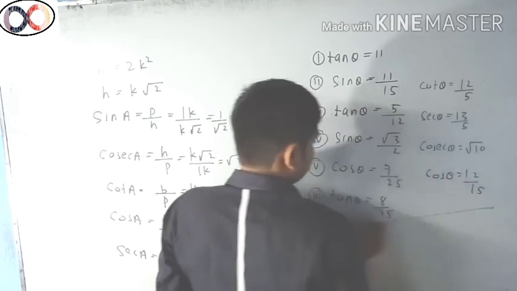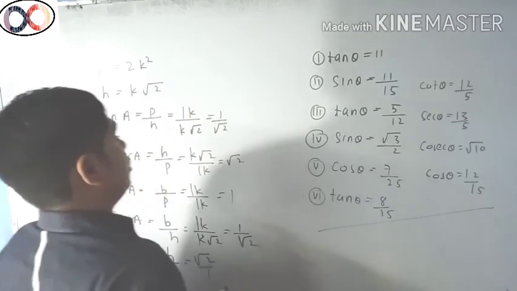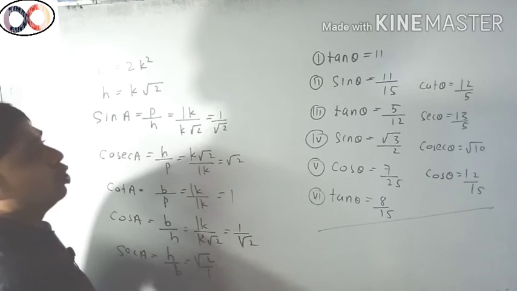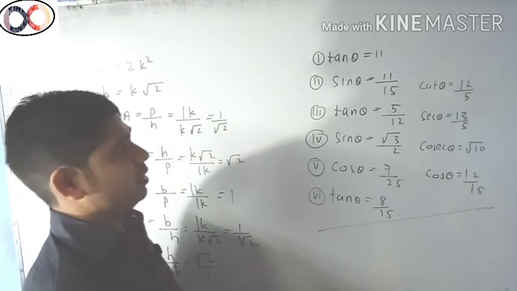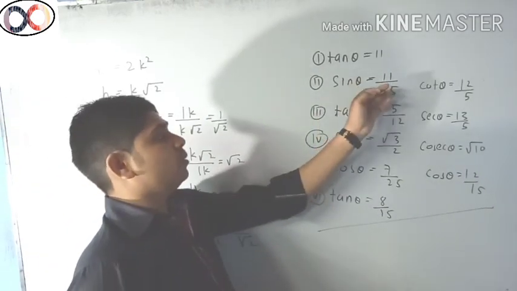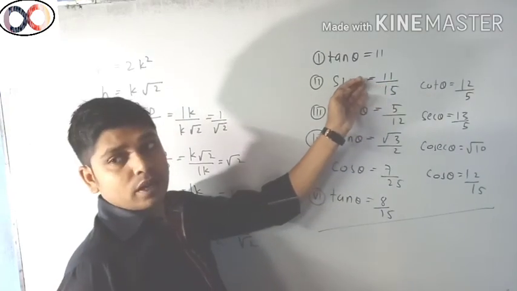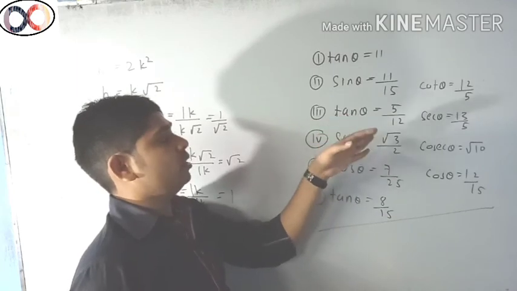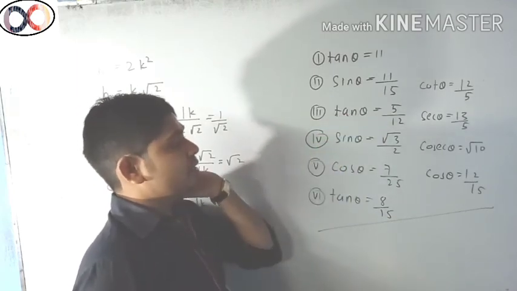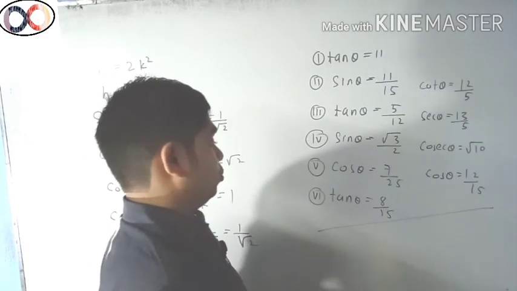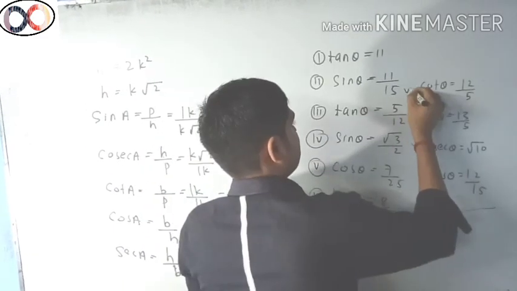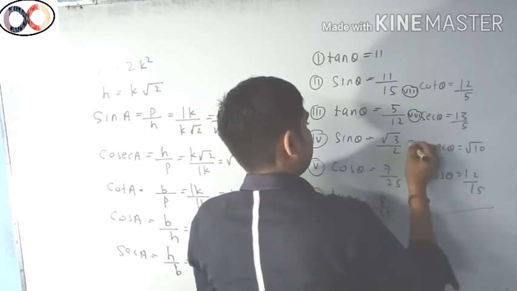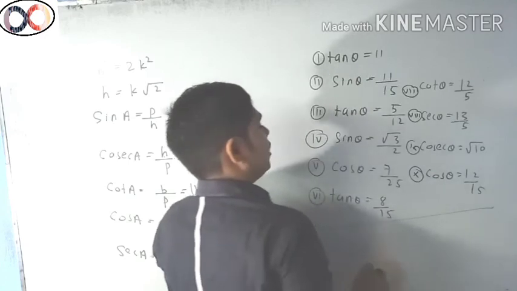Okay, students, you need to find the values of the rest of the trigonometric functions. If tan theta is given, you will have to find the rest of the trigonometric functions. If sin theta is given, you will have to find the rest except sin theta. And if tan theta is given, you will have to find the rest except tan theta, because tan theta is already given. So you should solve these questions. You have 10 questions to solve.